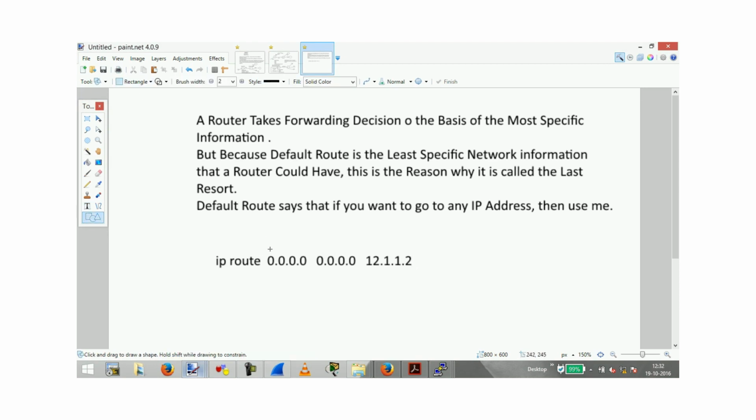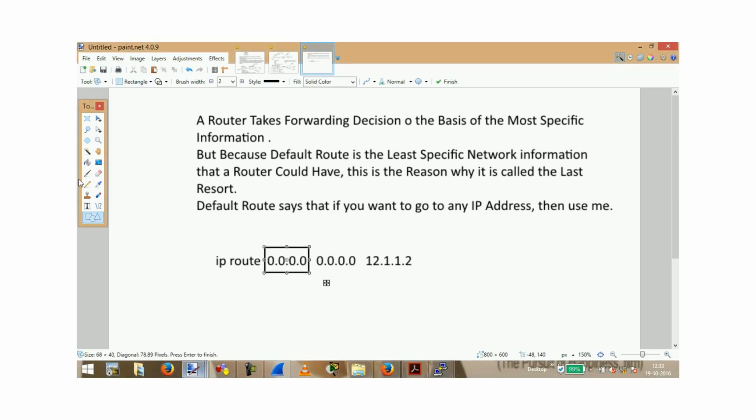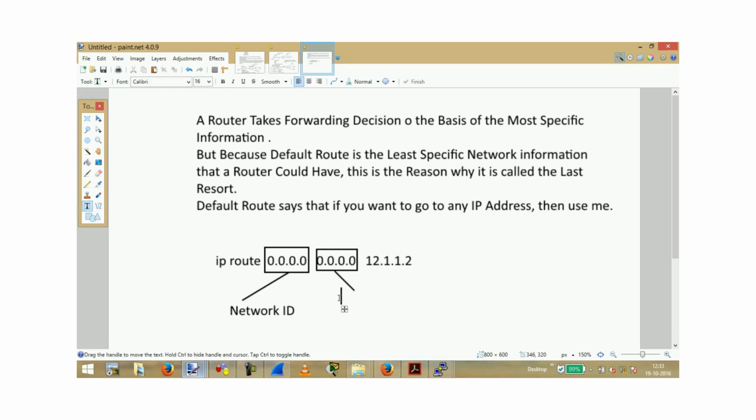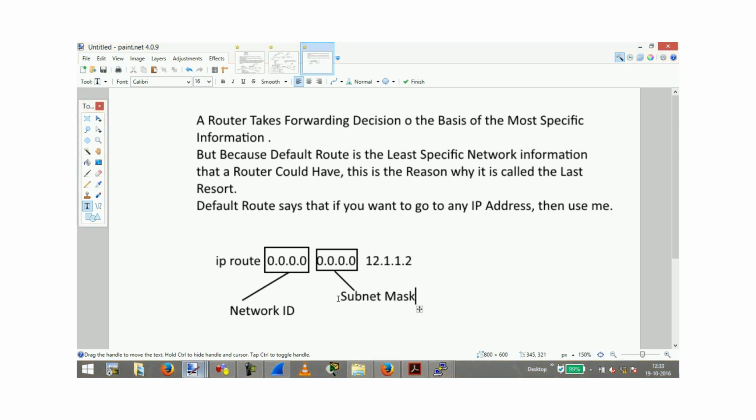This first part is about the network ID. Network ID we know is the first IP of a network. And this is the subnet mask. The subnet mask helps us know how big the network part is in the IP and how big the host part is in the IP, so that we can understand how many IP addresses there are inside the network to which that particular IP belongs.